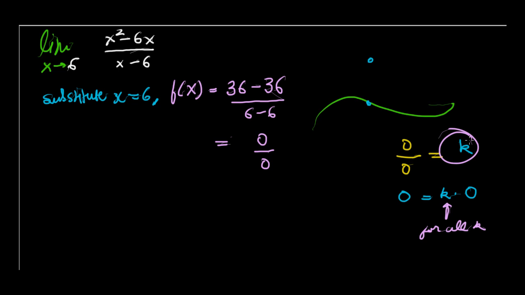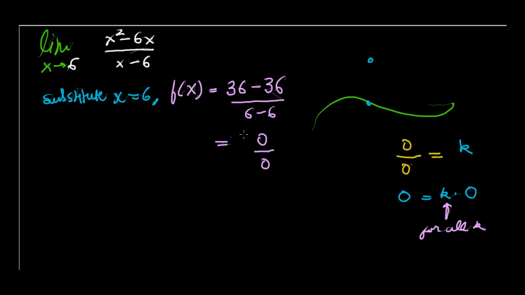So if k is any value, then 0 by 0 can be any value. So this is what we call an indeterminate form. Okay, so this is definitely not our answer, because 0 by 0 is not some specific value. So what can we do then?